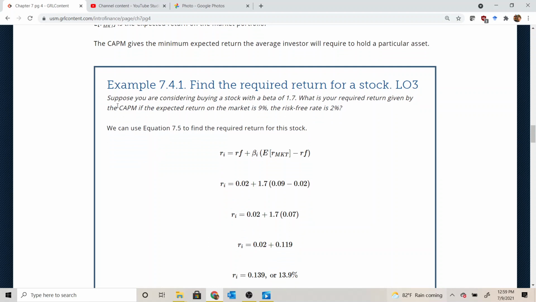Okay, so again, let's go through the problem. Suppose you're considering buying a stock with a beta of 1.7.